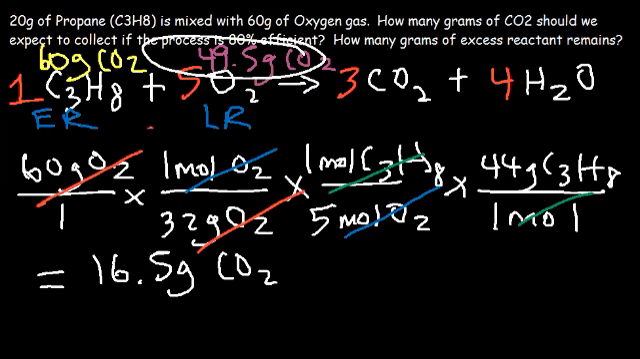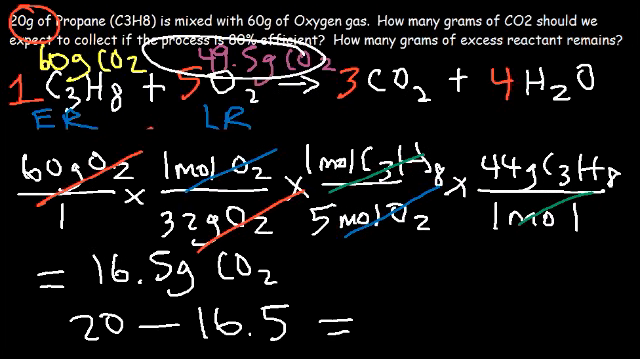So how much is left over? The total, or the original, that we have is not 60, but this number, 20. So we started with 20 grams of C3H8, and out of the 20 grams, only 16.5 reacted. So the amount that's left over is 3.5. So this is the amount of the excess reactant that remains.